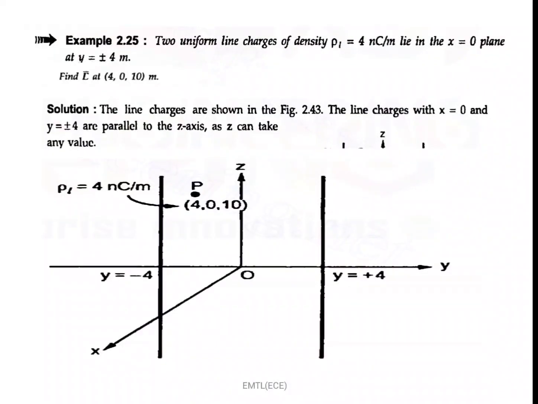Now the next problem is: two uniform line charges of charge density rho L equal to 4 nanocoulomb per meter lie in the x direction, that is the x is equal to 0 plane, at y is equal to plus or minus 4 meters. Find E bar at point (4, 0, 10).